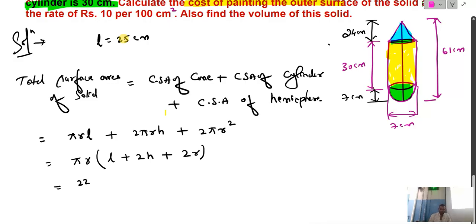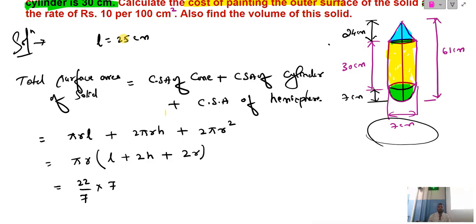So the value of pi is 22 by 7 and the radius is given as 7. Isn't it? Absolutely wrong. They have given the diameter, not the radius. So the radius is 3.5. Then somewhere we have made one more mistake.